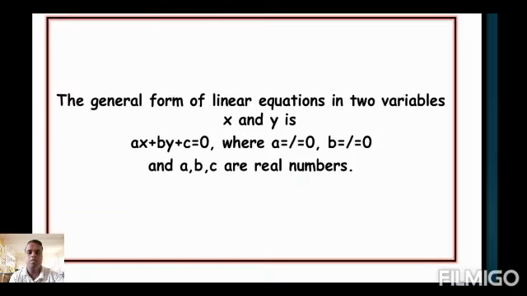The general form of a linear equation in two variables x and y is ax plus by plus c equal to 0. This is the general form of a linear equation, where a is not equal to 0, b is also not equal to 0, and a, b, c are real numbers. So this is the main idea about the linear equation. Next, we move to some examples.